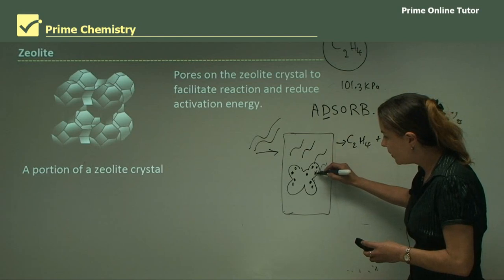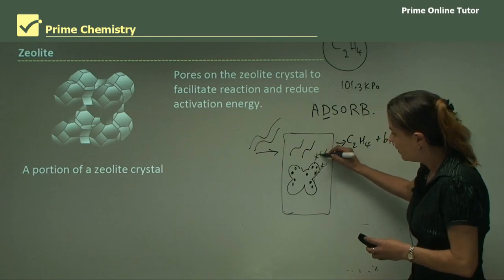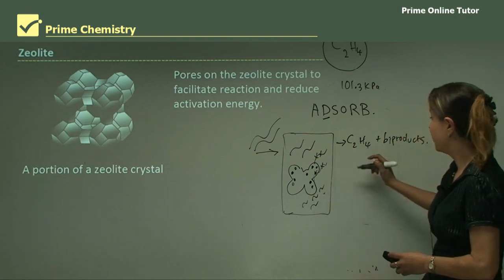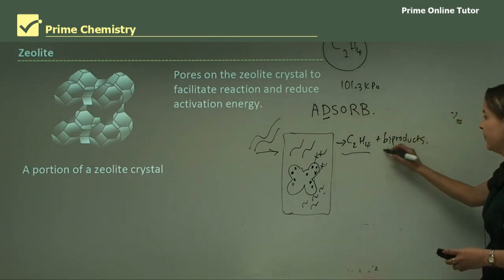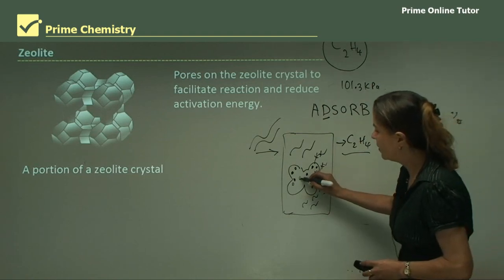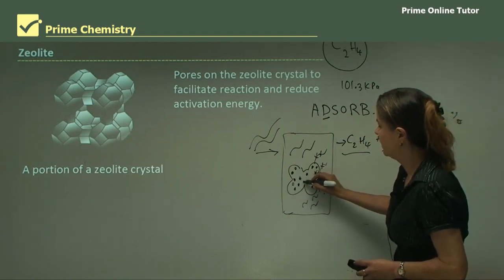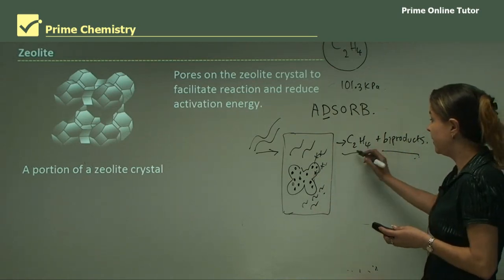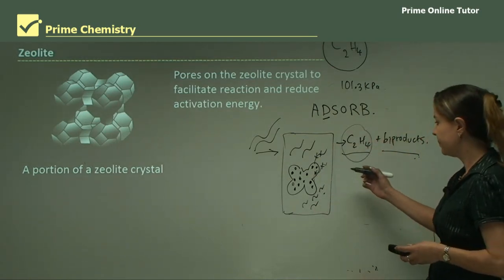And by weakening them, they'll split up and you'll get shorter chains coming off. So there you'll get your ethylene and your byproduct, your other alkane. Okay, so that's what an aluminosilicate does. And we need that catalyst. It speeds up the reaction. It increases the yield of our product.